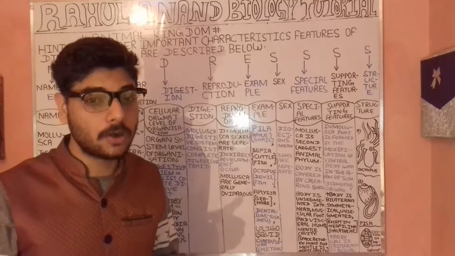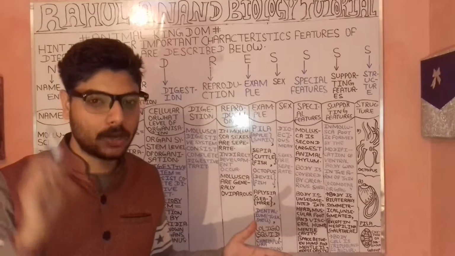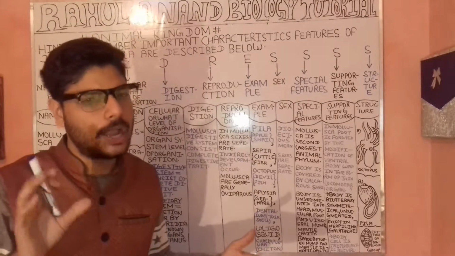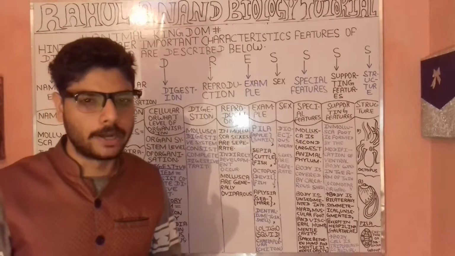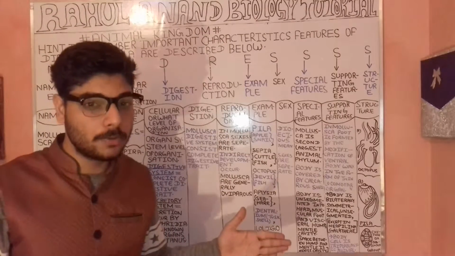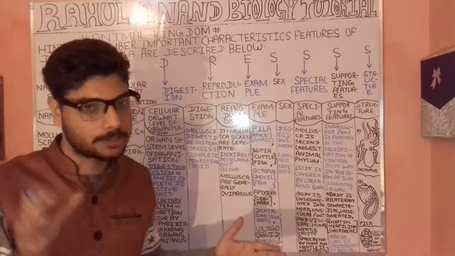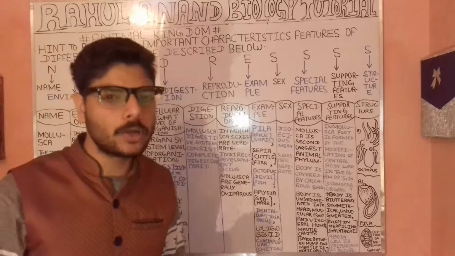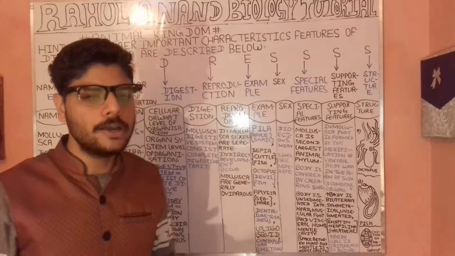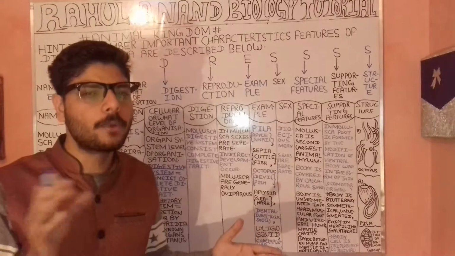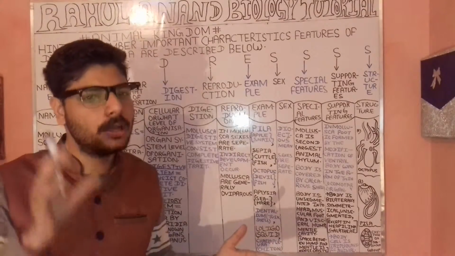When we talk about the common name, the common name of Mollusca is mollusk. Mollusk means soft, and ka means the body. So the soft body resemblance comes under the case of Mollusca.